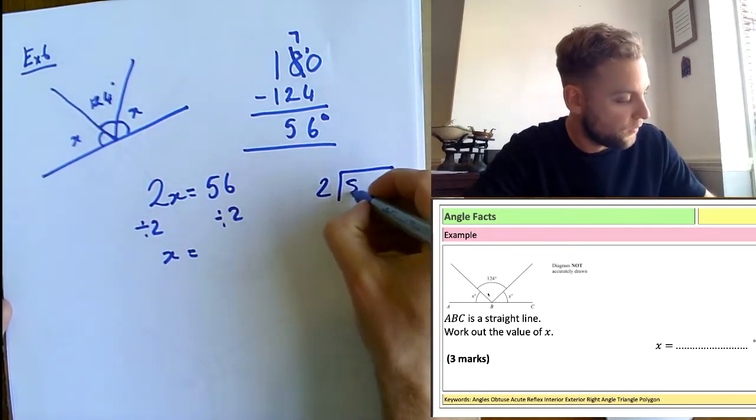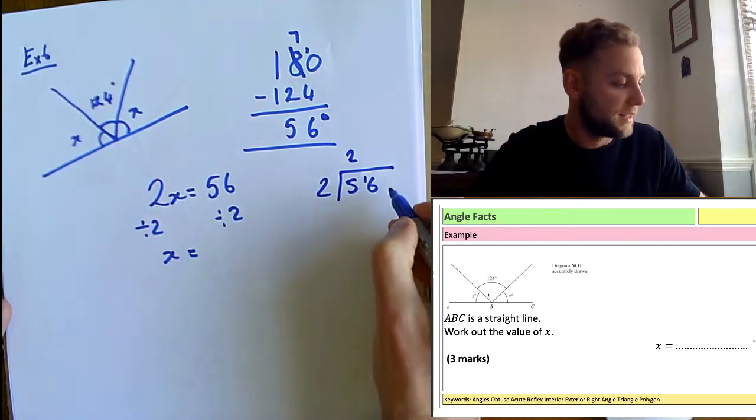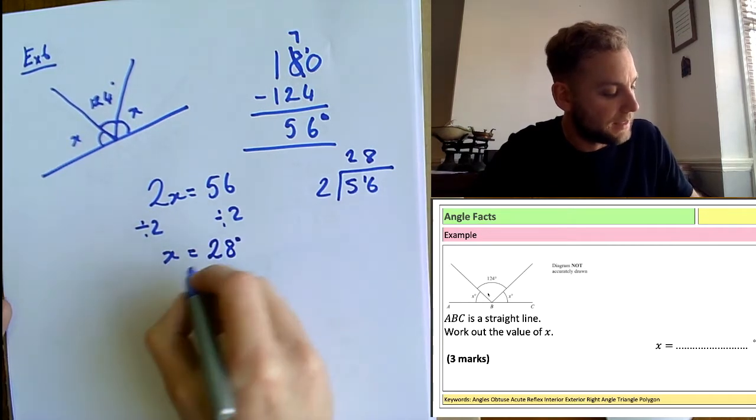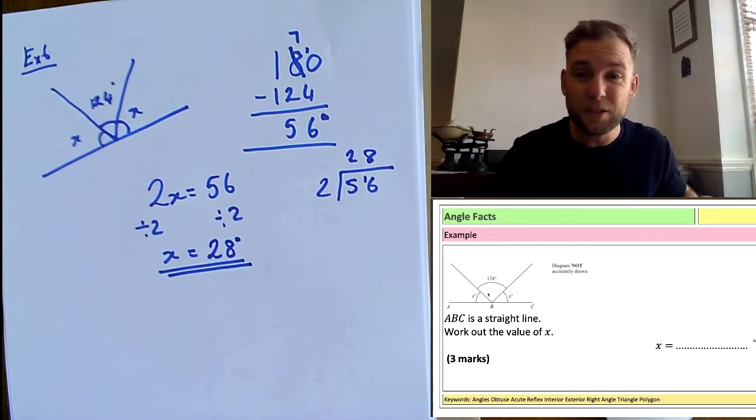2 into 56. 2 into 5 goes twice, carry the 1. 2 into 16 goes 8. So I end up with x is equal to 28 degrees. Absolutely perfect. Okay, so that one's a little bit trickier.